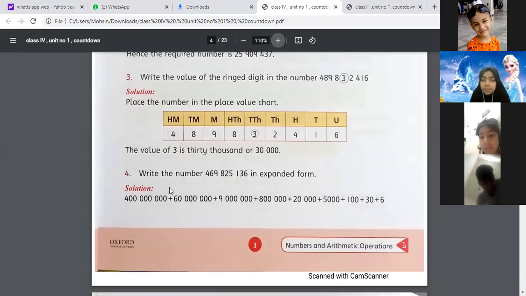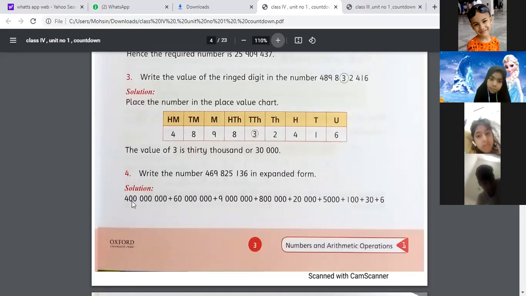Now the next one is: write the number in expanded form. They give you this number and you have to write it in expanded form. How will you write this one? You can see the solution, 4. After 4, how many digits do I have? I write the same number of zeros. You can see 1, 2, 3, 4, 5, 6, 7, 8. After 4, I have 8 digits. So I'm going to write 8 zeros after 4. Like this, I can expand my value.